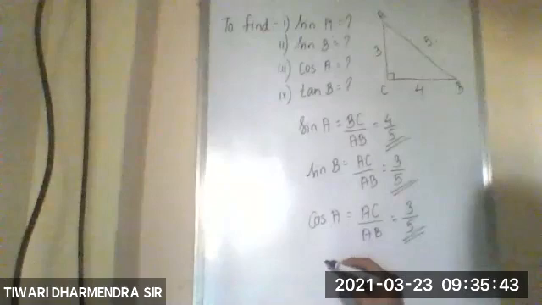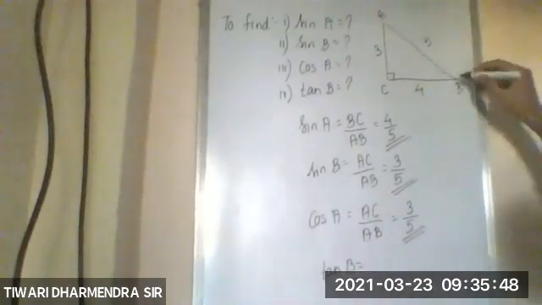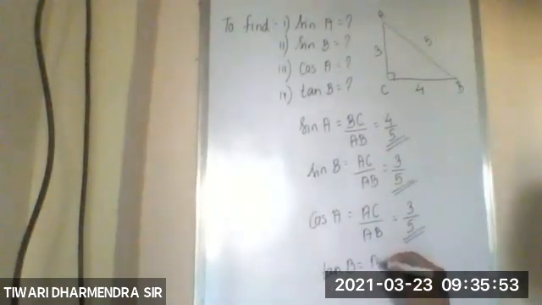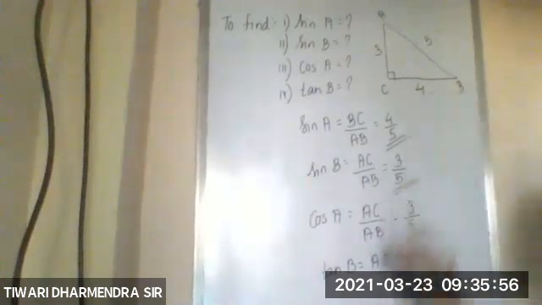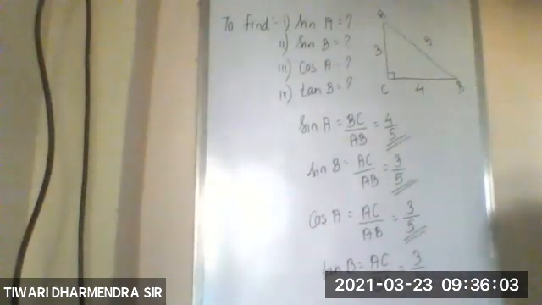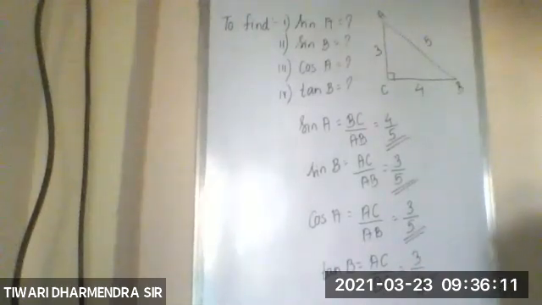Next is tan of B. Tan says opposite upon adjacent. So opposite to B is AC, upon adjacent is BC. Value of AC is 3 and BC is 4. Answer is 3 by 4. Hope this is very clear to you. Okay, let's move to the case where one of the ratios is given and then how to find the remaining ratios.